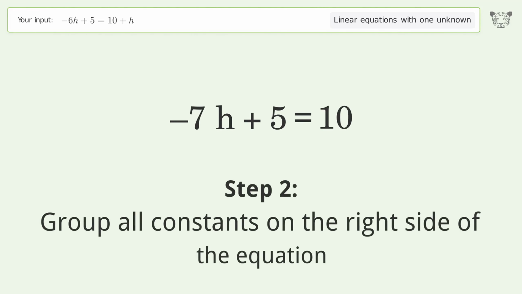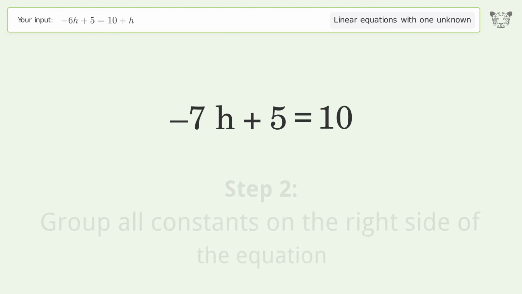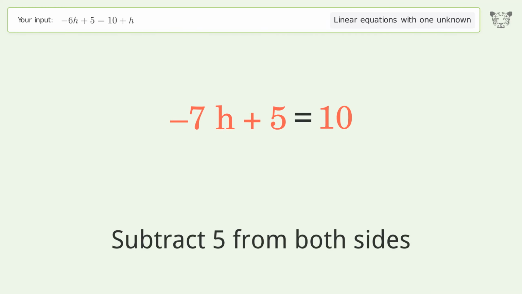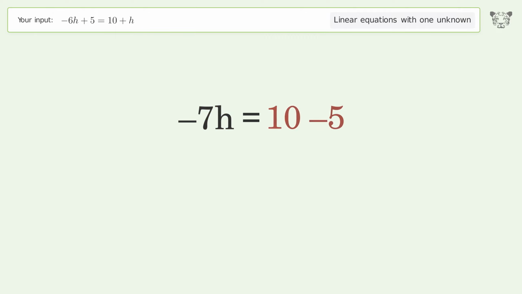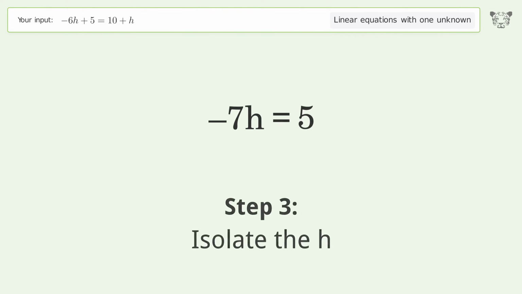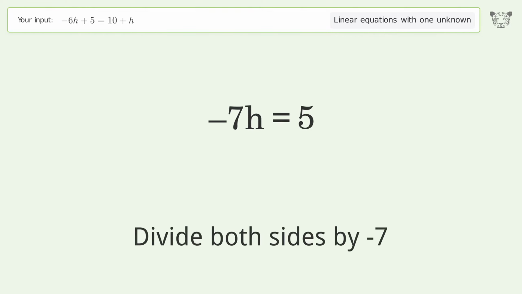Group all constants on the right side of the equation. Subtract 5 from both sides. Simplify the arithmetic. Isolate the h. Divide both sides by -7.